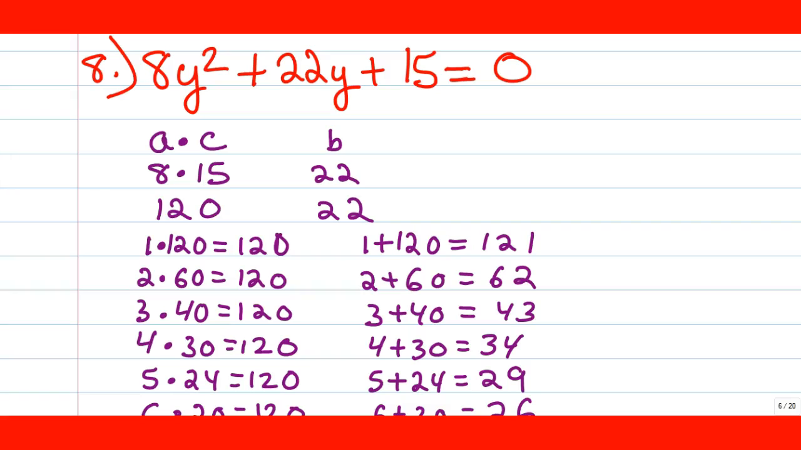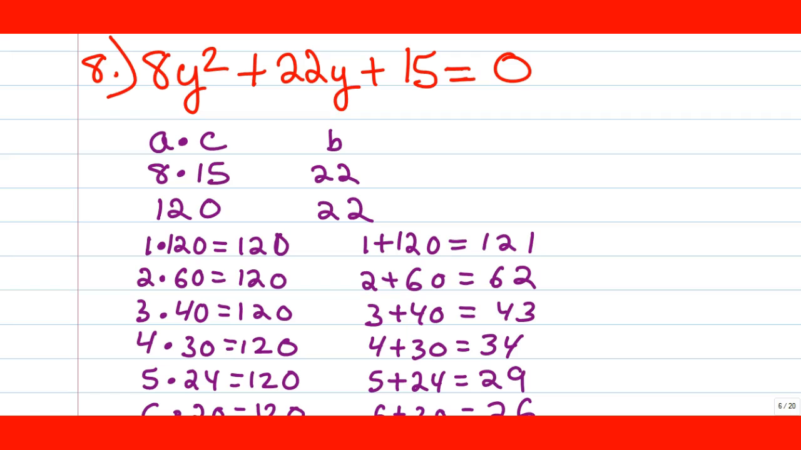Elementary Algebra, Final Assessment Number 4, Review, Questions 8 through 12. In question number 8, we're given the trinomial y squared plus 22y plus 15, and this is equal to 0. So I have a problem here. If I'm going to solve this, I'm going to need to factor this trinomial.